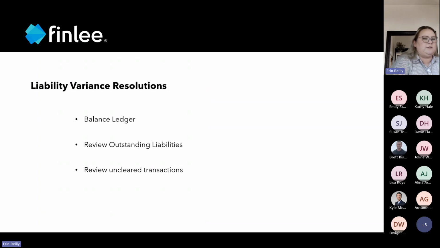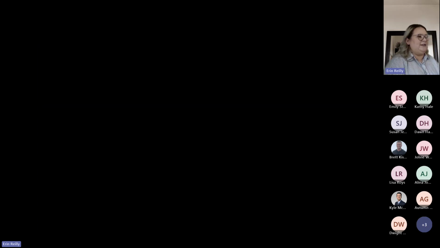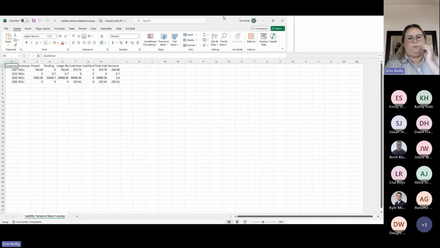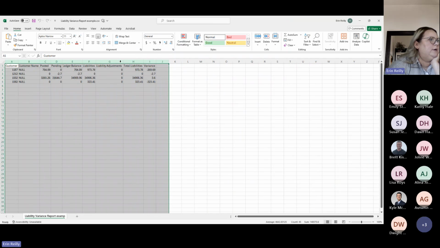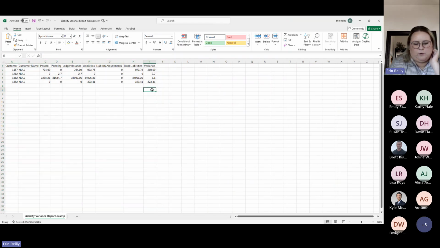So I'm going to stop talking super generally about this, and we're going to move into specific spreadsheets here. Everything today is really just going to be within spreadsheets, but these are all corresponding reports that you can run out of Finlee, except for your liabilities, which come from your payroll software or tax processing system. We have a report called Liability Variance Report. This is the exact same report that you're going to see within the card on the liability variance item once you add it to the Kanban board.